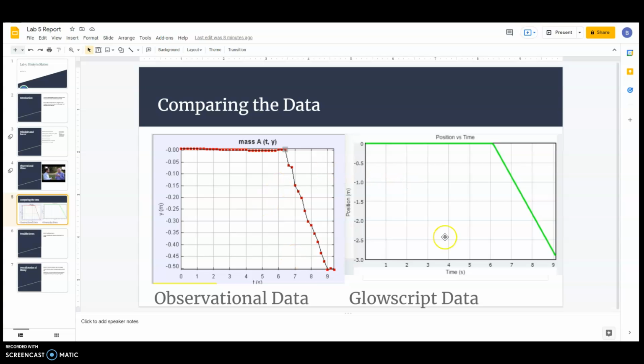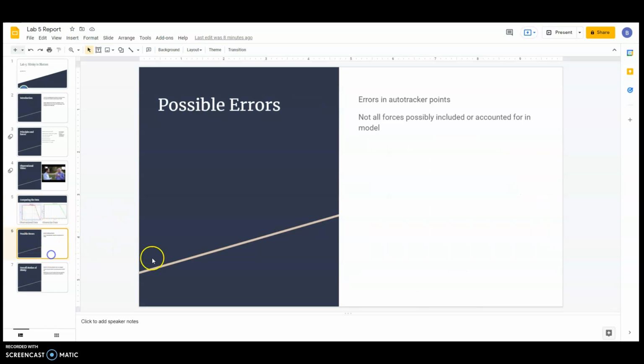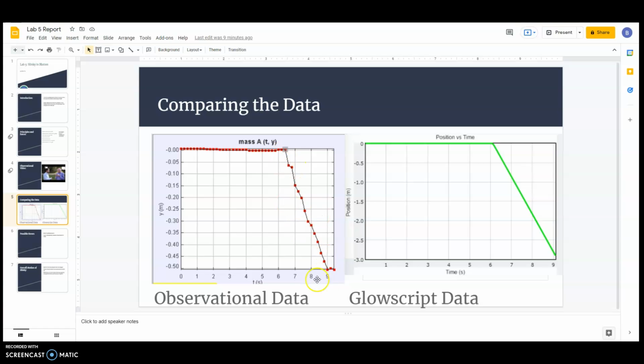And so these are just the model data and the observational data. Some possible errors in this, before I go into the analysis of the data, is that there could be errors in auto tracker points that are picked up, and not all forces being possibly included, which could account for this jagged bottom motion rather than a smooth line.